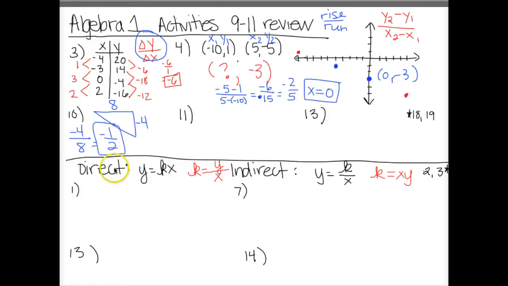Now, you didn't have to pick those 2 points. If you picked another 2 points and got the same answer, that's great. Nothing wrong with it. If you identified the ordered pairs and then did what I did in number 4 and just used the slope formula, that's perfectly fine as well.